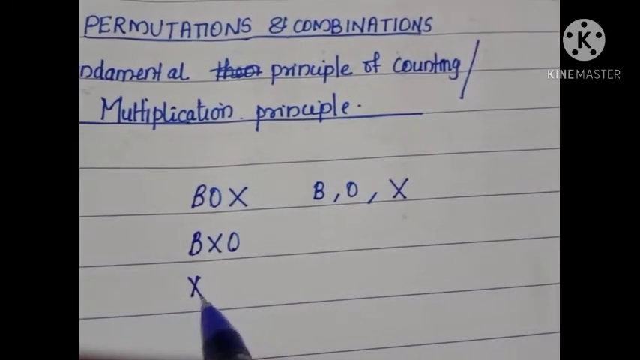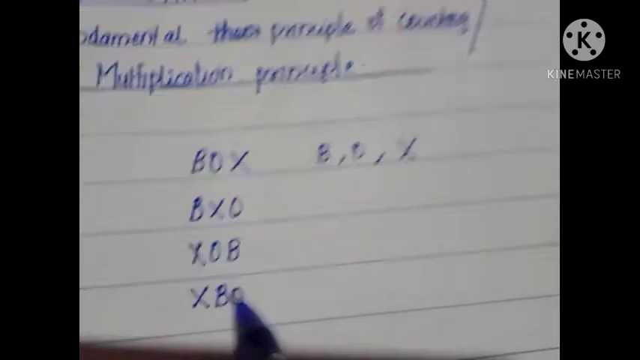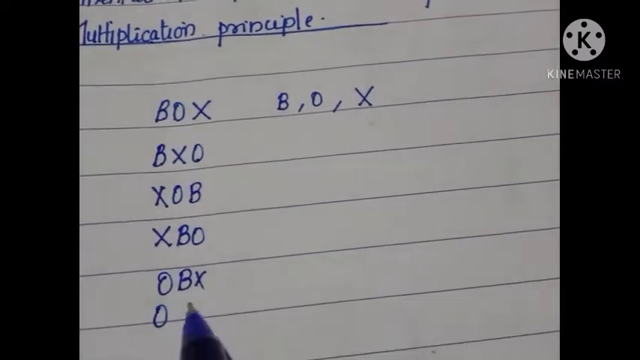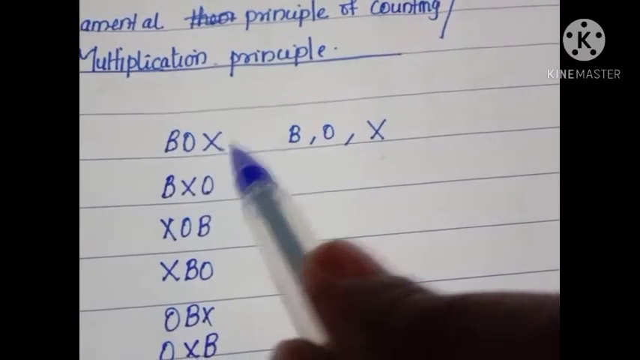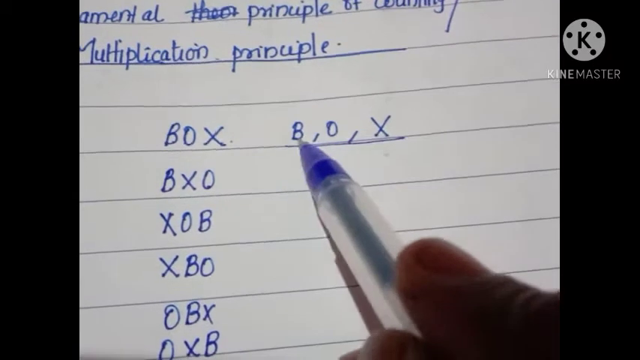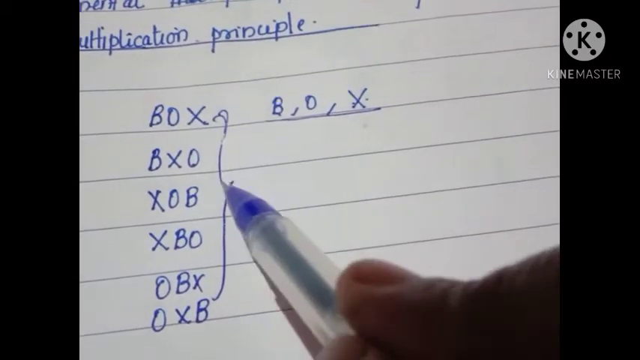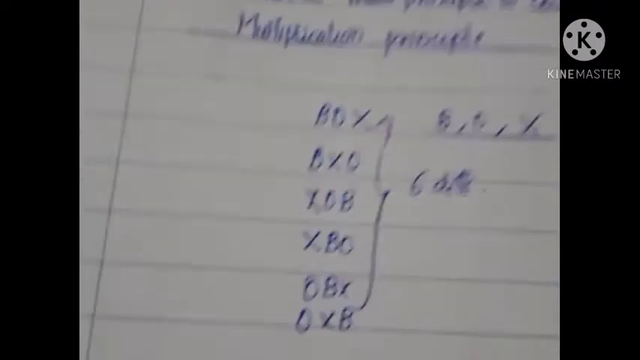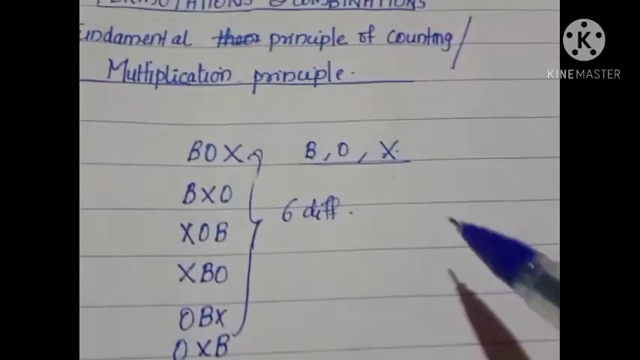Now another one is XOB. Another one is XBO. Another OBX. Another OXB. So in this word BOX, there are three letters. Using these three letters, I formed 6 different words. Isn't it? All these are different words.